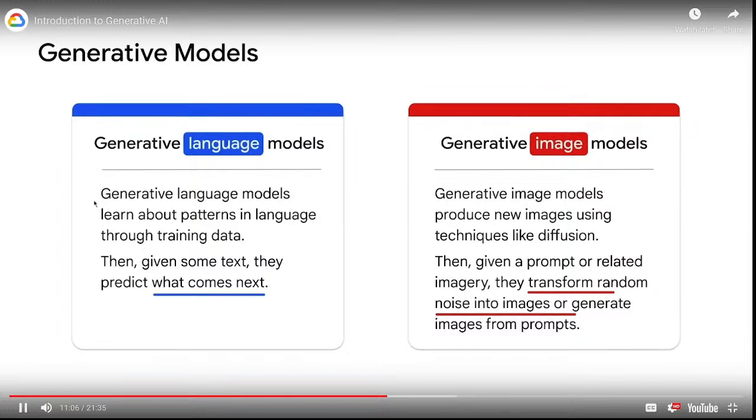Like I mentioned earlier, a generative language model can take what it has learned from the examples it has been shown and create something entirely new based on that information. That's why we use the word generative.